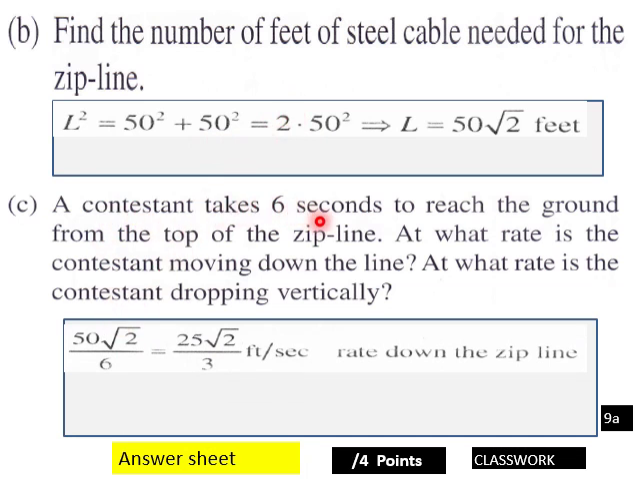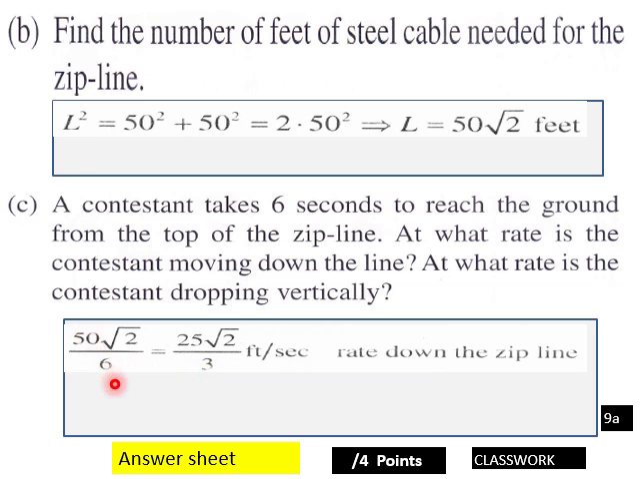So a contestant takes 6 seconds to reach the ground from the top of the zip line. At what rate is the contestant moving down the line? At what rate is a contestant dropping vertically? So a contestant travels this distance in 6 seconds. So this is 50 times square root of 2 feet. We plug this in down here over 6 seconds. So we're going to try to find this per second.